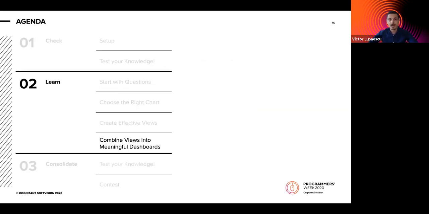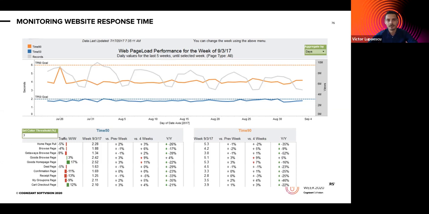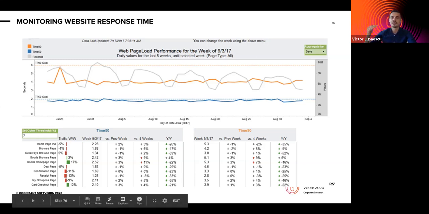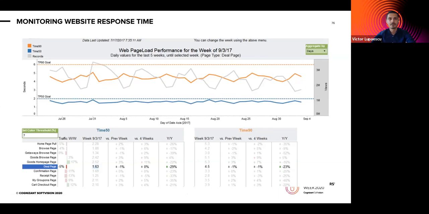And the last step is to combine all these charts that you're building into meaningful dashboards. I'm just showing you some examples here. Website monitoring dashboard. I want to see how the response time was over time on the top. I have some marks there that show me the target. And on the bottom page, I can see each page, how it behaved, what was the response time versus previous week, and so on. Again, lots of information, but displayed quite condensedly, and it's meant for daily monitoring.